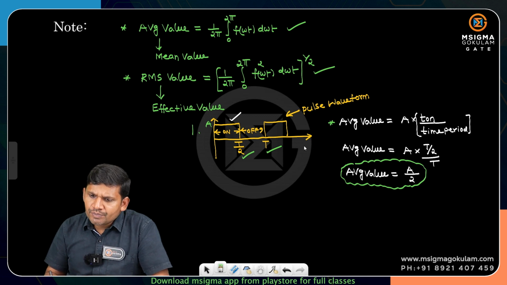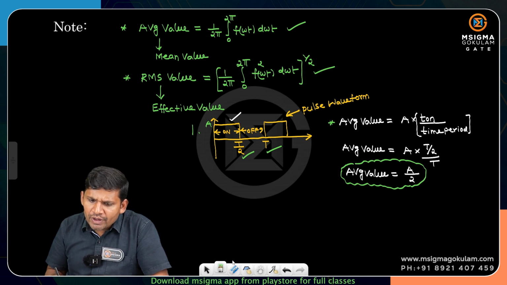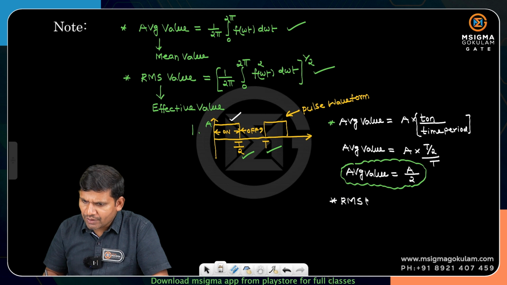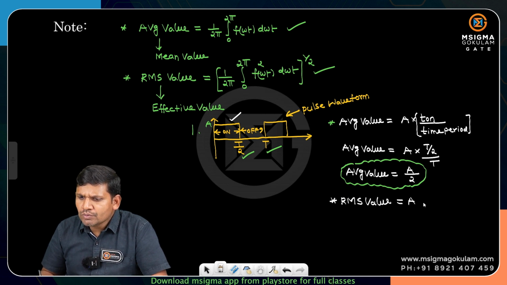Then for this waveform, how to calculate the RMS value? Yes, friends. The RMS value is written as amplitude into square root of on time by total time period.